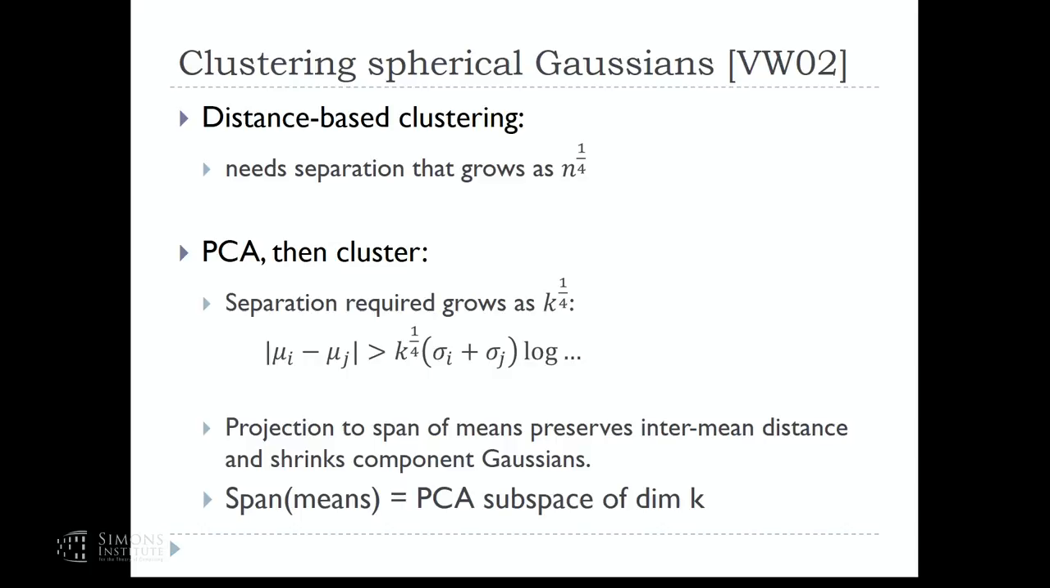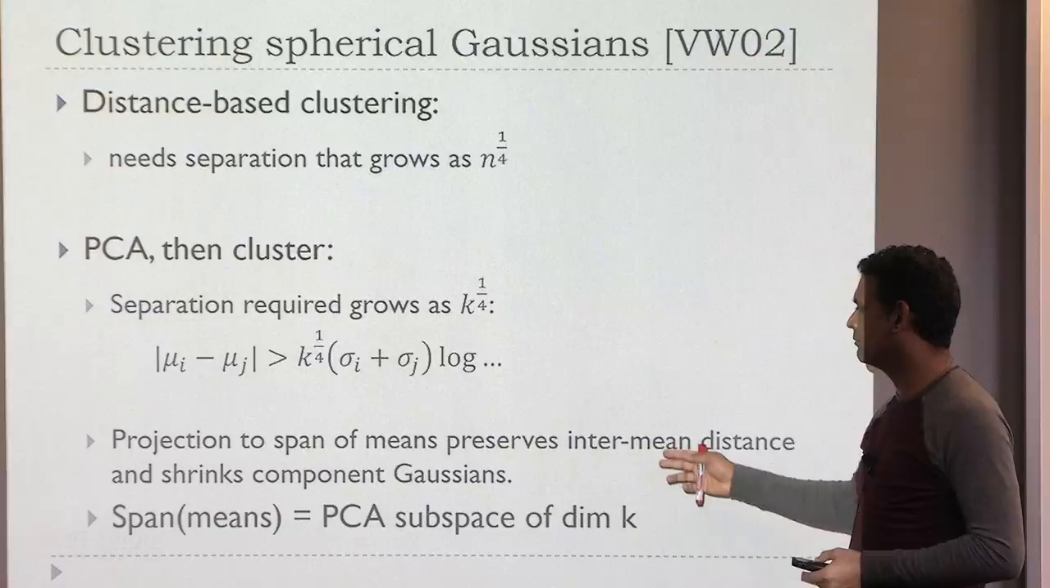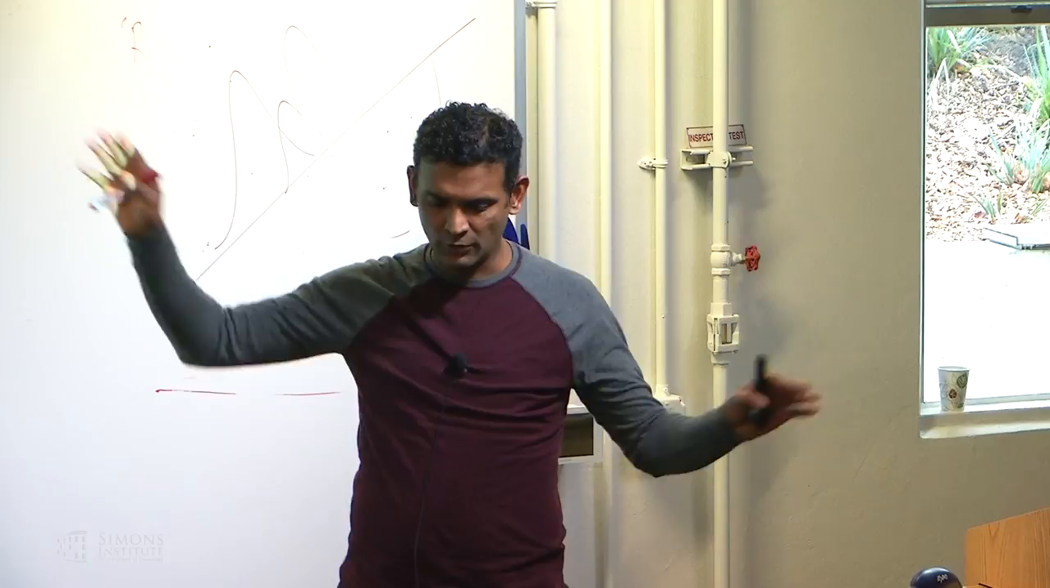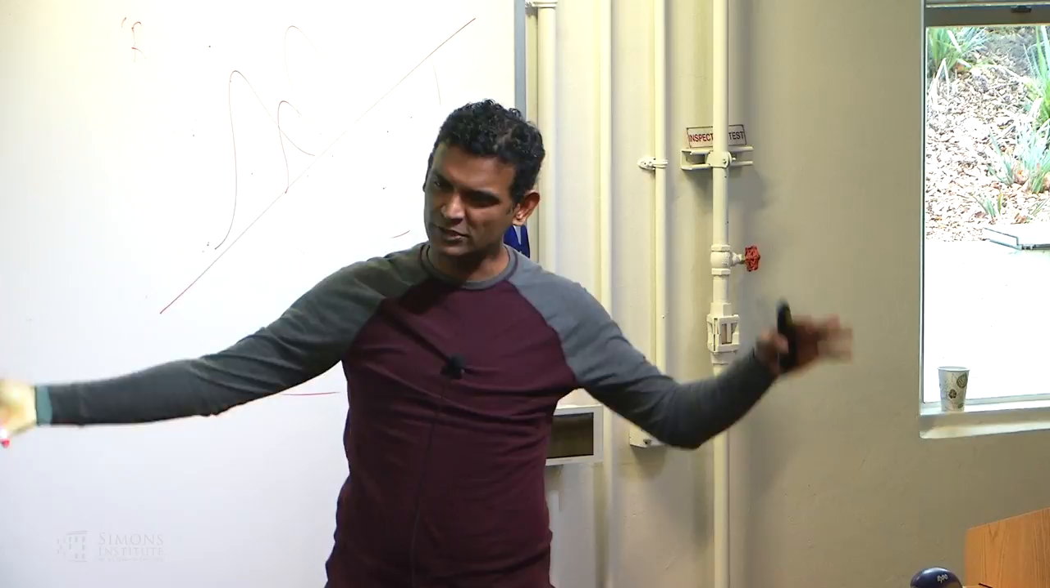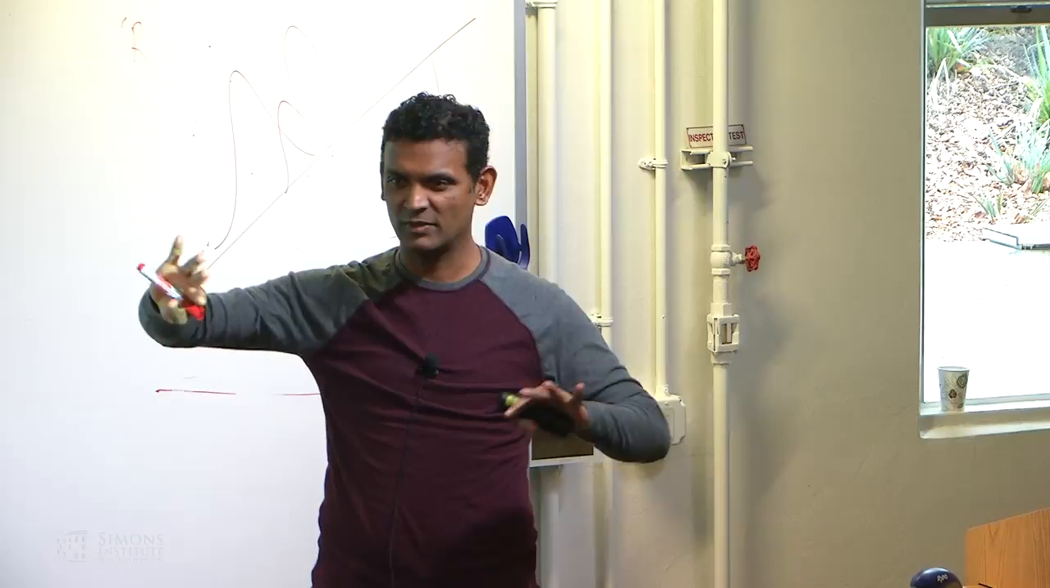And the key observation that makes this possible is that, suppose you're talking about just two Gaussians. The only thing I need to tell you is the line joining the means. If I were to tell you the line joining the means, you would project the Gaussians to that line, and then you'd have these two one-dimensional Gaussians that are separated. And you'd solve the problem.